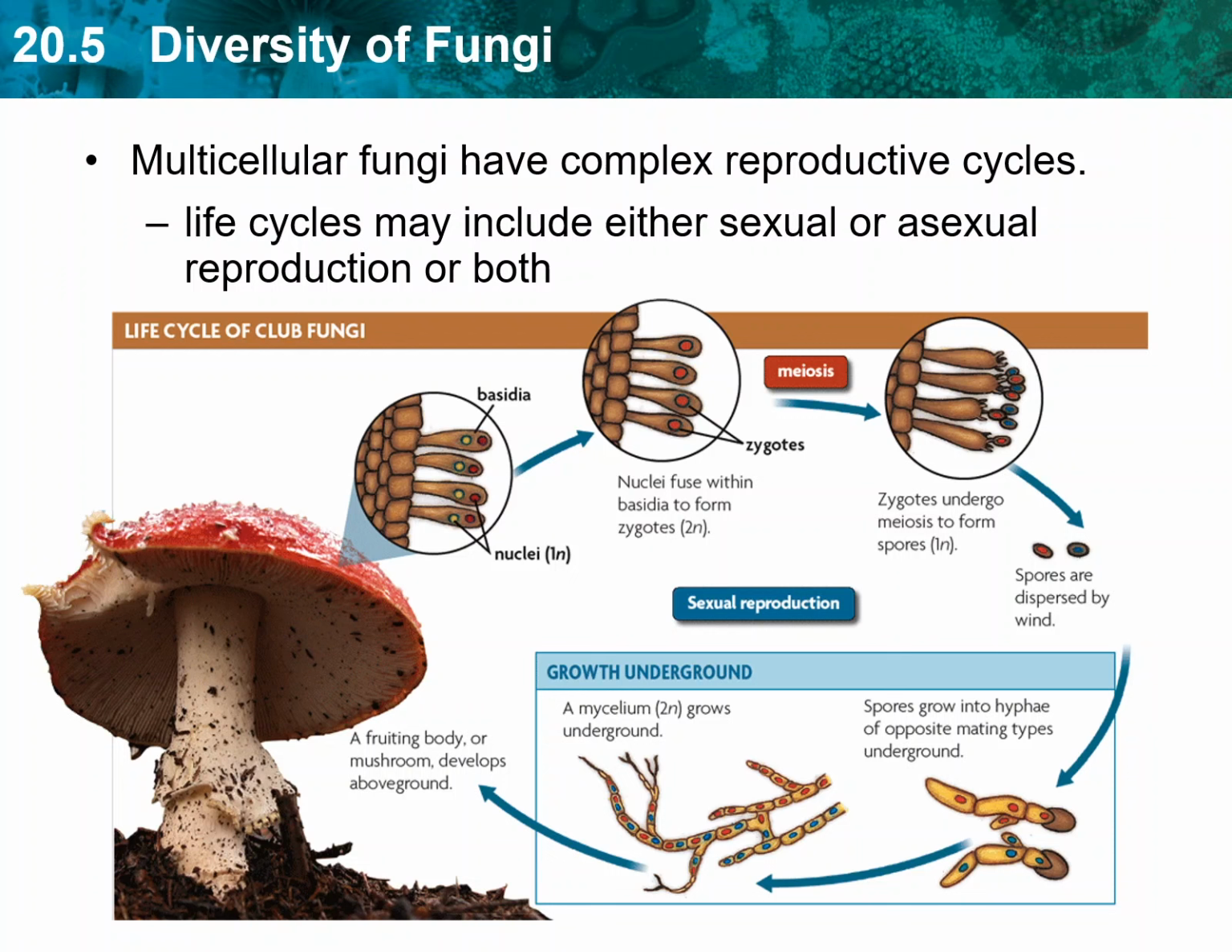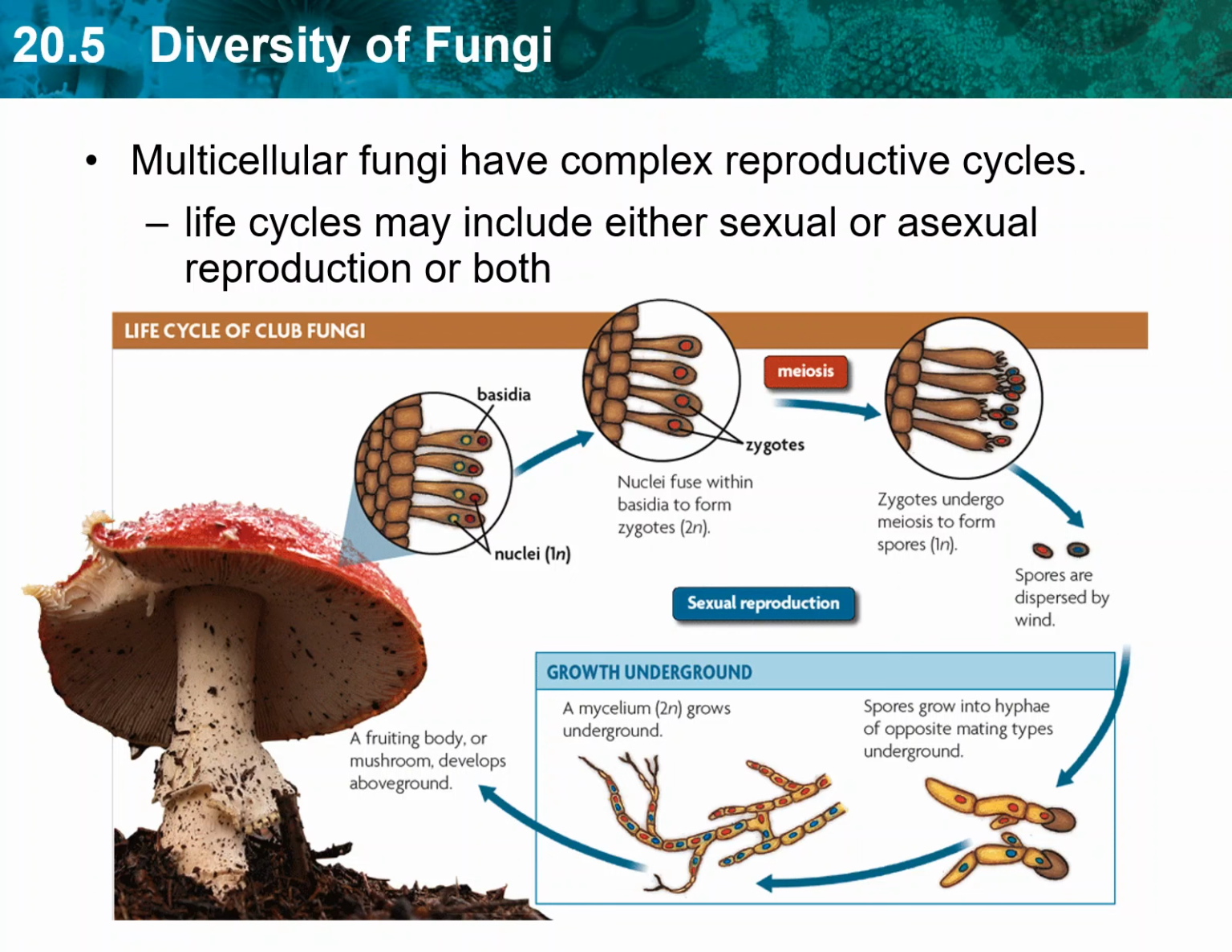Basidia are found on the undersides of mushrooms, and they form within the leaf-like gills that you can easily see. In club fungi, unlike the other phyla, spores are most often formed by sexual reproduction. Nuclei within the basidia fuse to form diploid zygotes. The zygotes undergo meiosis to form haploid spores.